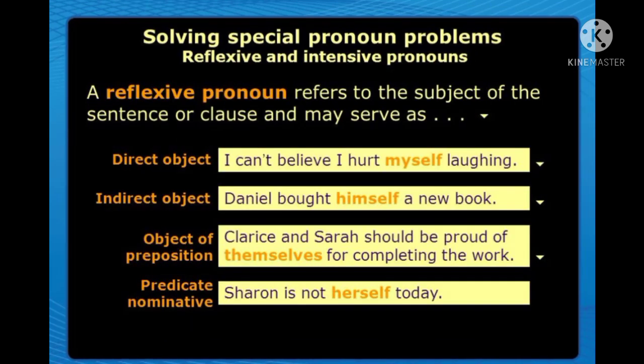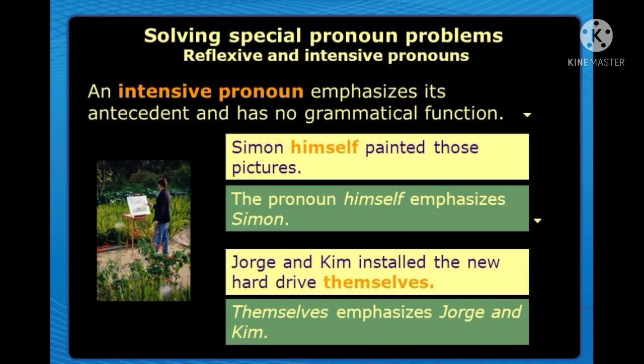A reflexive pronoun refers to the subject of the sentence or clause and may serve as a direct object: I can't believe I hurt myself laughing. Indirect object: Daniel bought himself a new book. Object of preposition: Clarice and Sarah should be proud of themselves for completing the work. Predicate nominative: Sharon is not herself today.